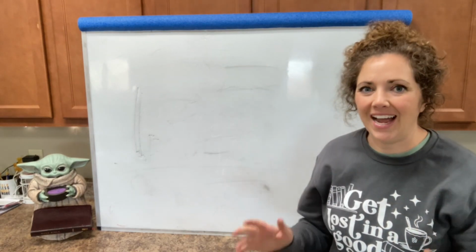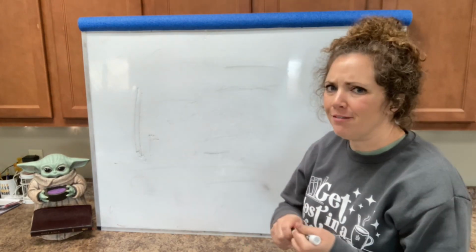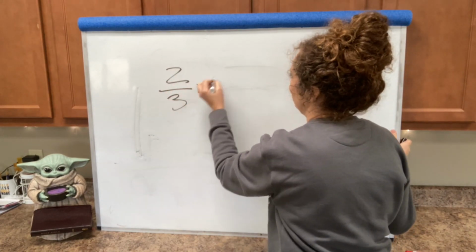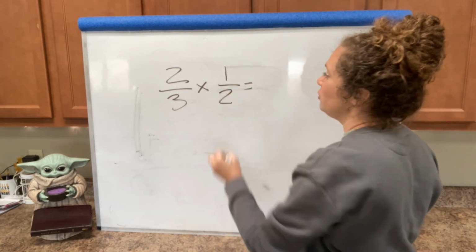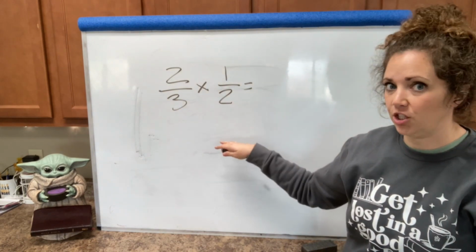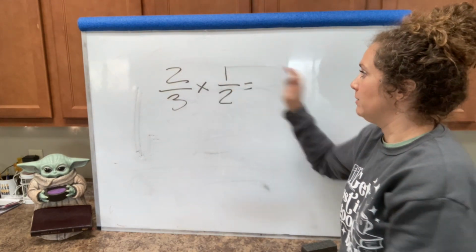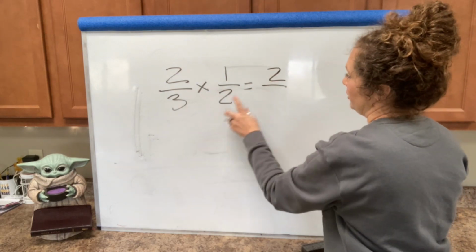Let's talk about dividing fractions. Multiplying fractions is pretty easy. 2 over 3 times 1 over 2. You just multiply across. It's not like addition and subtraction where you have to find a least common denominator. You just multiply: 2 times 1 is 2, 3 times 2 is 6.